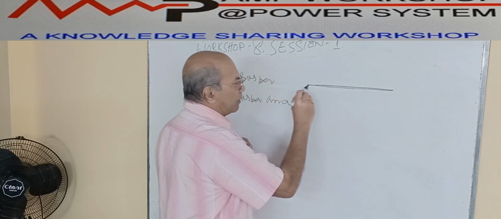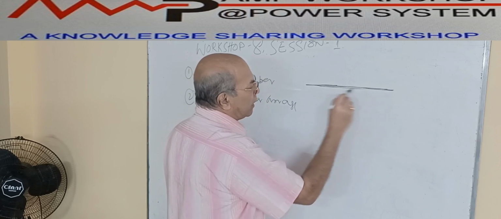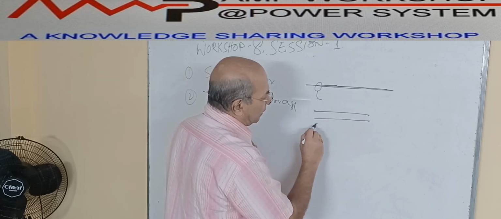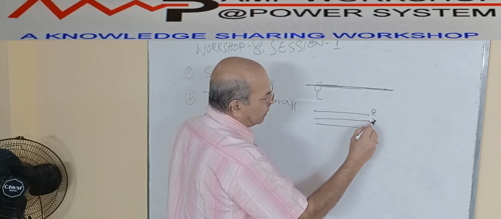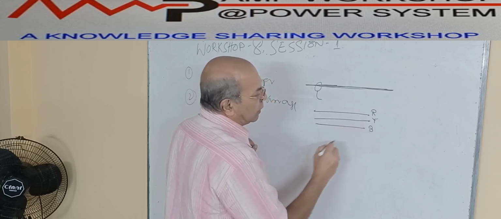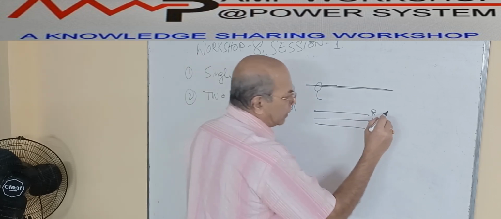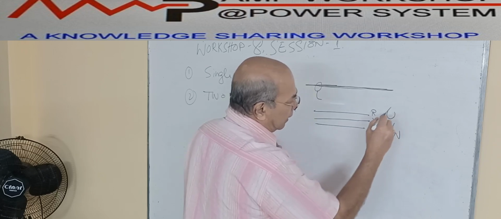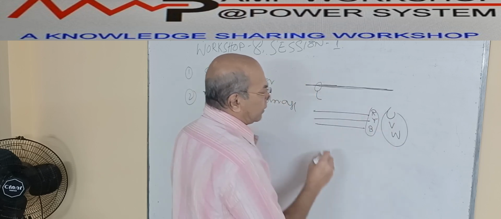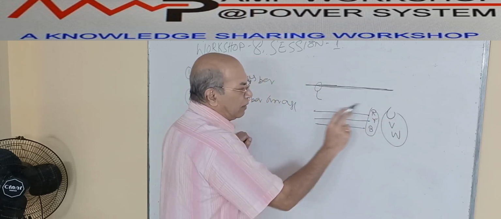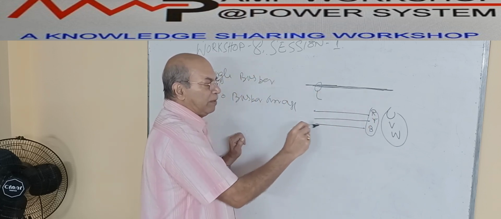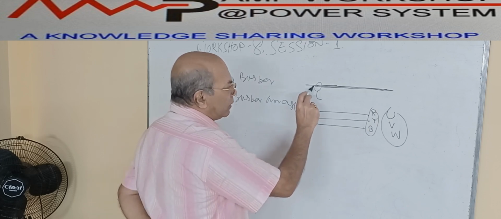We are drawing this for single line purposes, but actually this busbar consists of three buses. One is the red phase, another is the yellow phase, another is the blue phase. These are the three phases. Sometimes we say it as per IEC, U, V, W. This is another way of nomenclating the busbar system. These three busbars together we represent by a single busbar. This busbar is actually three busbars, red, yellow, blue. So this is a single busbar.